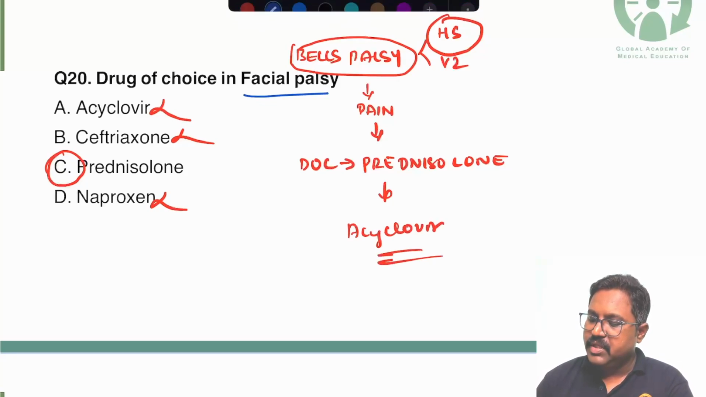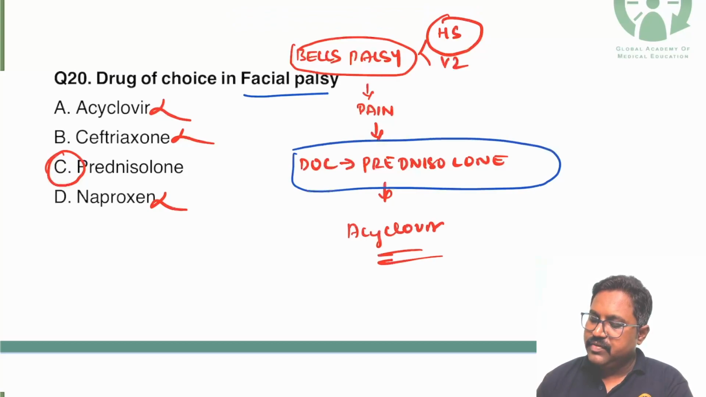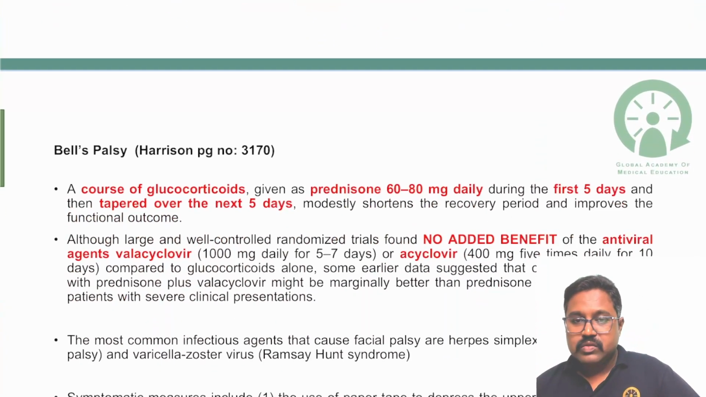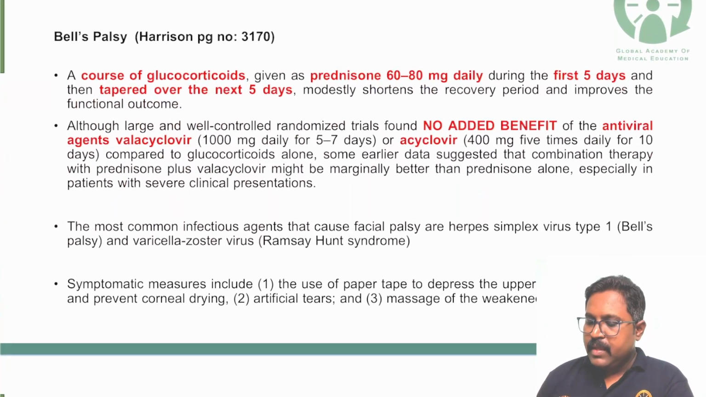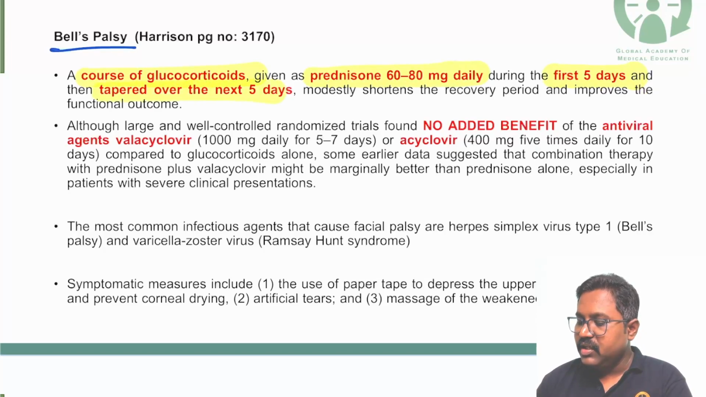Please remember, the immediate drug of choice will be prednisolone. This is the direct, clear-cut question from Harrison that I've asked. Regarding Bell's palsy, what they have noticed is the course of corticosteroid should be given, like prednisolone 60 to 80 milligram daily for the first 5 days, and later for the next 5 days you can taper the dose.